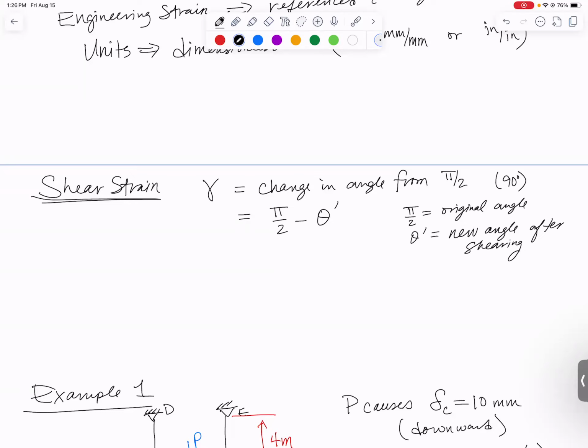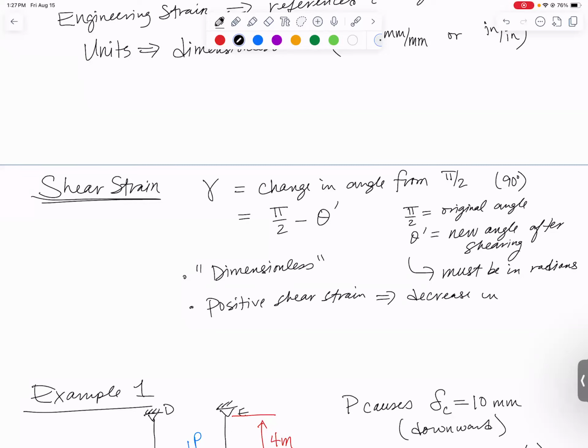As far as that theta prime goes, it must be in radians or this does not work. You don't want to take pi over 2 and subtract from it 86 degrees. We're going to call this shear strain dimensionless, although technically it's in radians, but we treat radians as being kind of our dimensionless angle. And then we're going to say that a positive shear strain means that it is a decrease in angle. Let me show a picture.